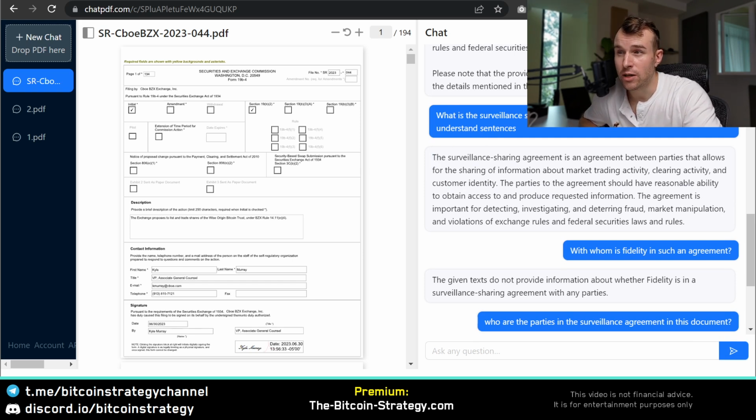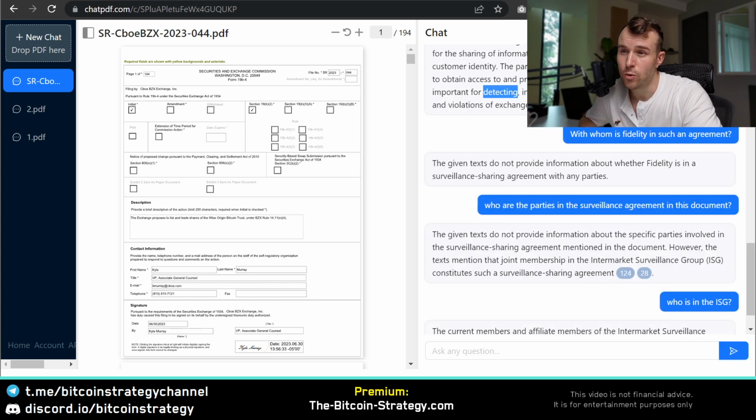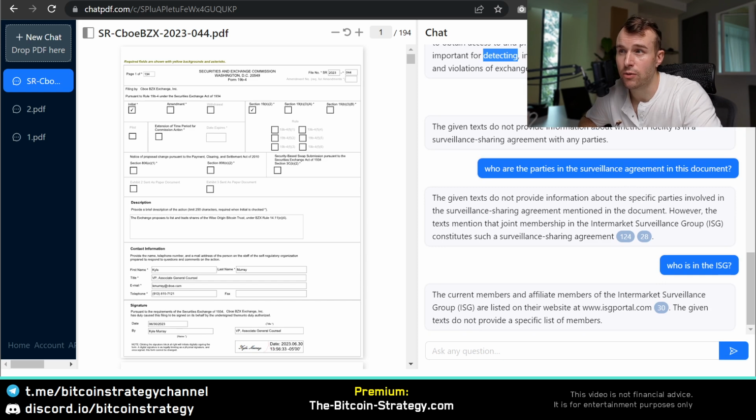The surveillance sharing agreement is an agreement between parties that allows the sharing of information about market trading activity, clearing activity, and customer identity. The parties to the agreement should have reasonable ability to obtain access to and produce requested information. The agreement is important for detecting, investigating, and deterring fraud, market manipulation, and violations of exchange rules and federal securities laws and rules. And so, who's sharing information here with whom?